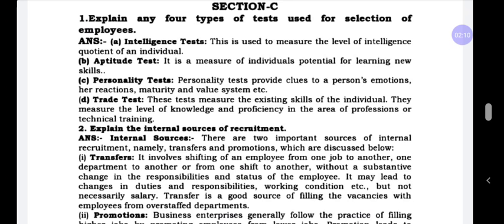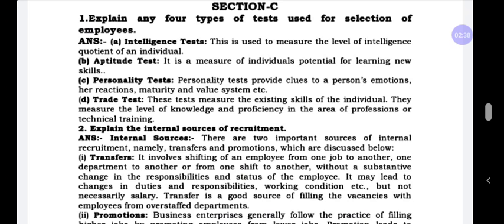Coming to the next, aptitude test. Aptitude test is nothing but checking how much ability the candidate has of learning new skills. It is called aptitude test. That means whether the candidate has the potential to learn new skills in an organization. This they are going to check. This is called aptitude test.